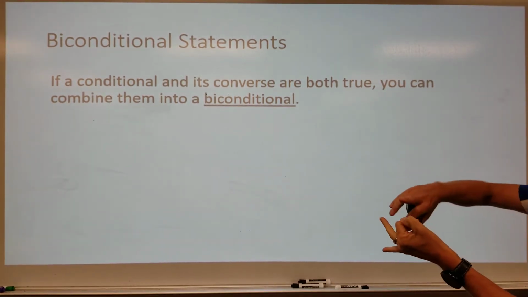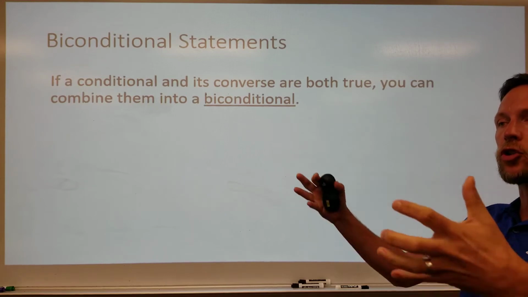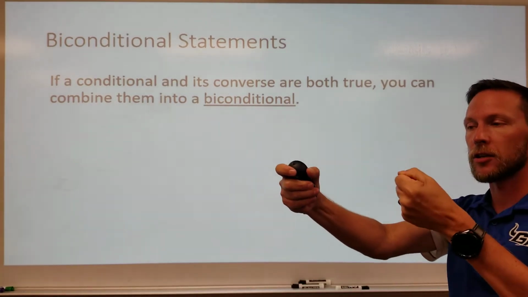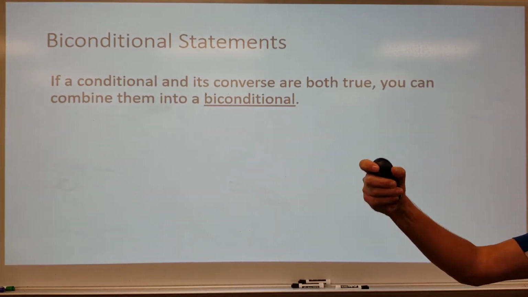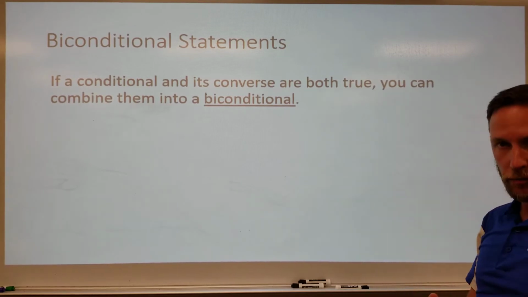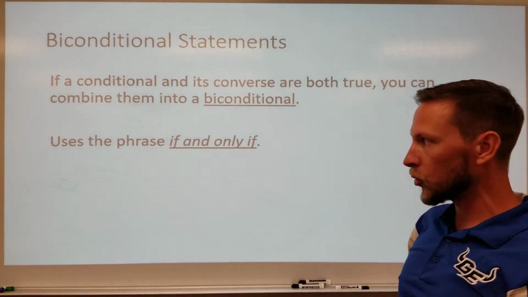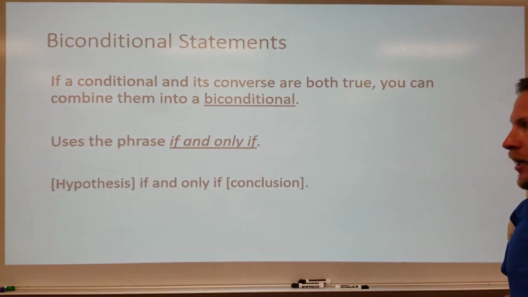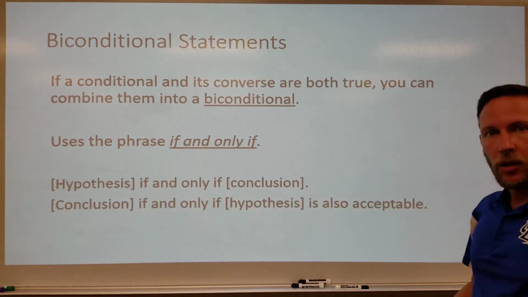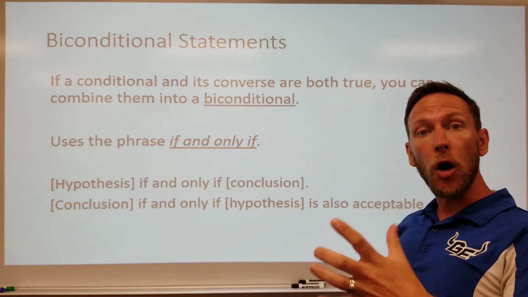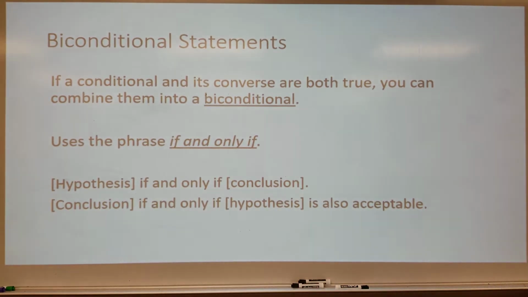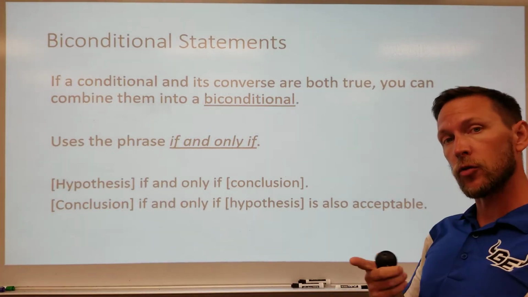If a conditional and the converse are both true, we can join hypothesis and conclusion into a brand new statement called a biconditional. All right? And the way that this works is we will say hypothesis if and only if conclusion. And we will use the notation with P and Q and a double arrow to show that we are going both forwards and backwards, that it's reading both directions.